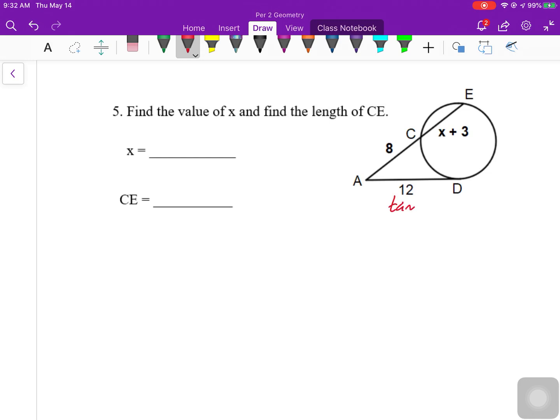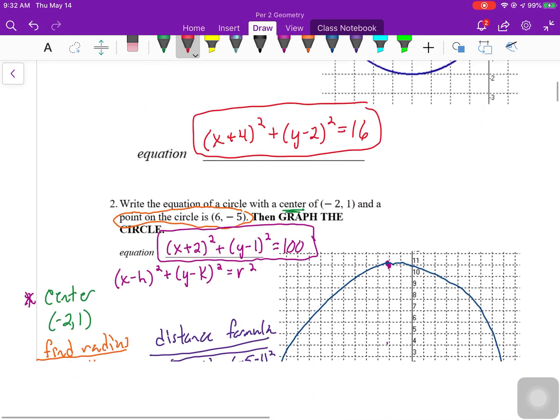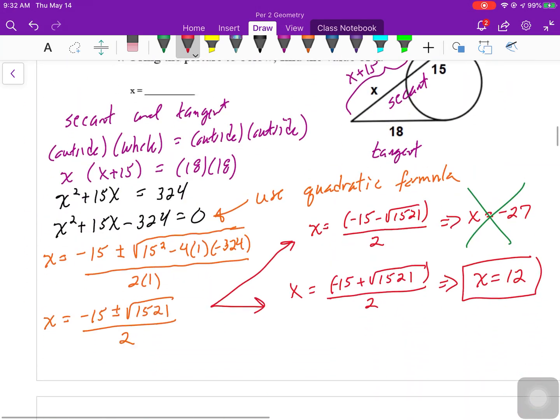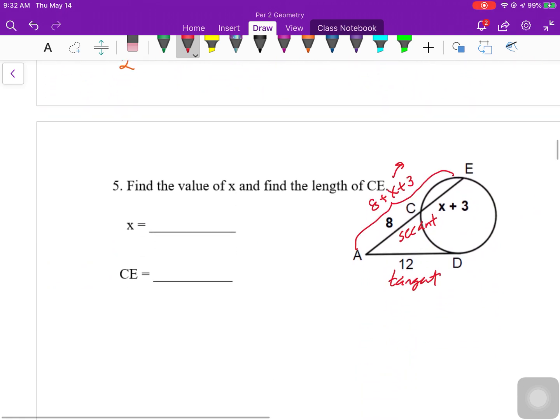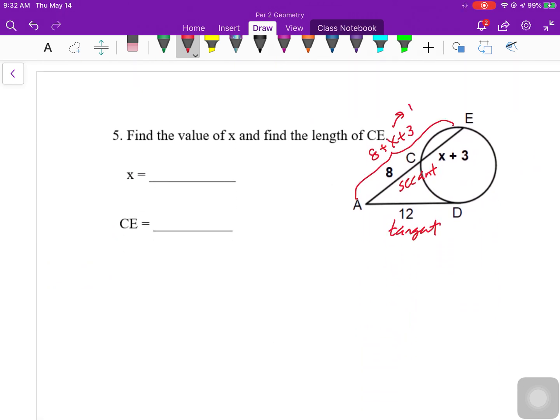Okay, number 5. Number 5 is once again a secant segment and a tangent segment. The bottom one being a tangent, the top one being a secant. Whenever you have a secant segment, you need this whole length. That whole length is going to be if you take the 8 plus the x plus the 3. So that whole length, I apologize for that, comes out to be x plus 11.